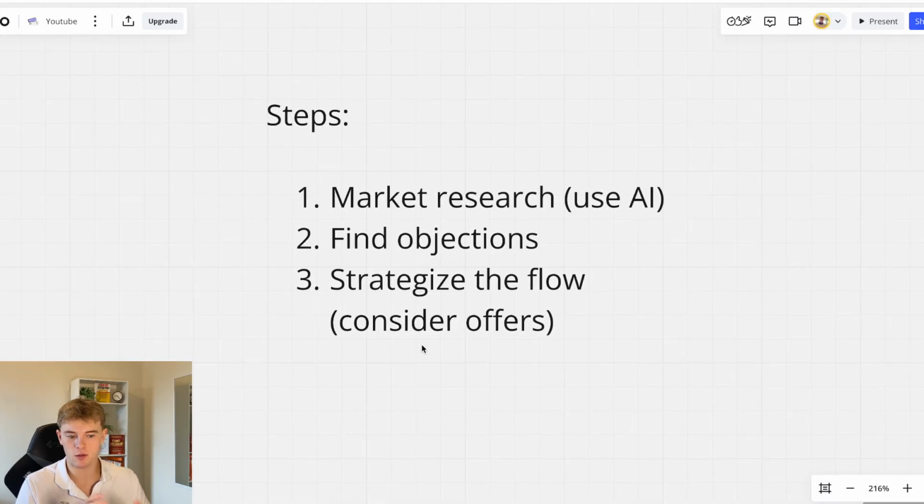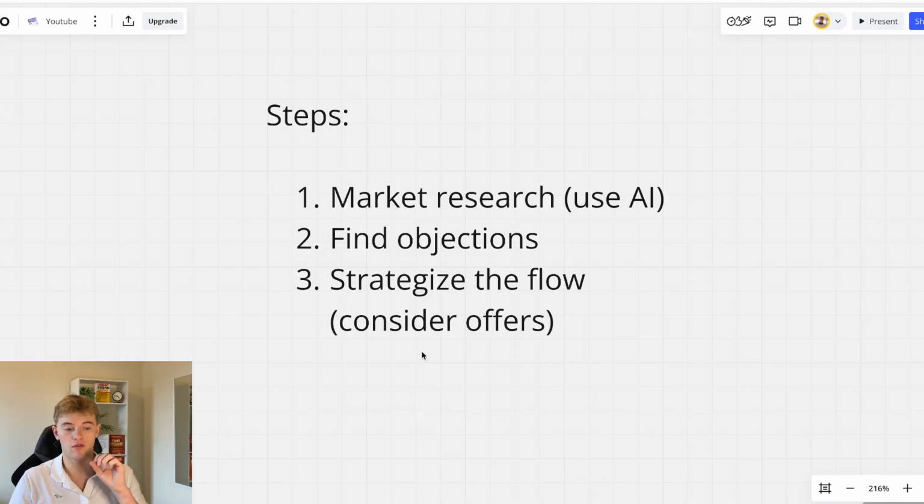So the first step is going to be market research. We always use AI to do market research. It's absolutely ridiculous not to. Obviously, there's a lot of human interaction that happens here in terms of actually studying what the people are saying, but it's ridiculous not to use AI to condense information and give us outputs based on that information. So that's going to be step number one.